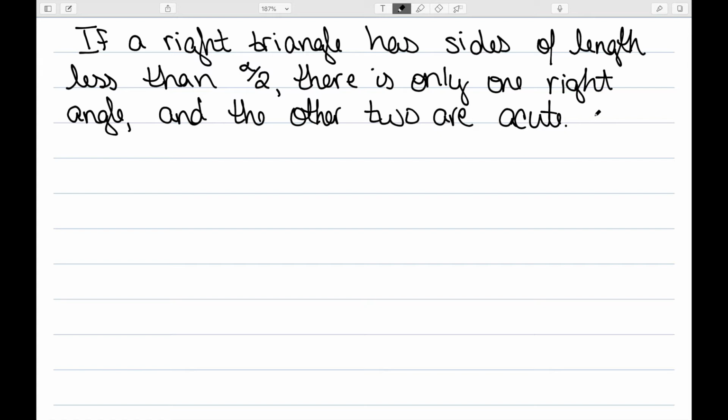My next one: if I have a right triangle with sides of length less than alpha over 2, then there is only one right angle. The other two angles must be acute. And this goes back to that idea that I could have at most one right angle or an obtuse angle in a triangle.